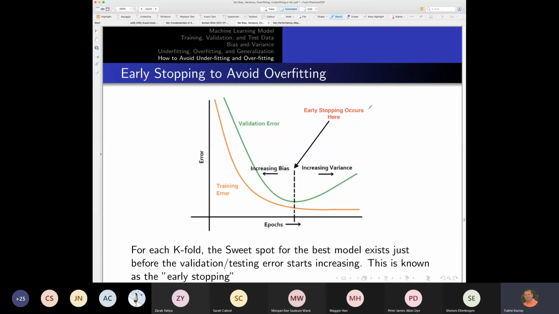Again, early stopping, which is a very, very powerful technique, is where we train the system and then we try to validate the system. So this is training, this is validation. So the error is the green error. So for early stopping to avoid overfitting, forget about the k-folds, the sweet spot model exists just before the validation testing errors start increasing. So basically what you do, you start training your model with the training type of data. At the same time, you validate the model with data that the system hasn't seen in the training type of data.